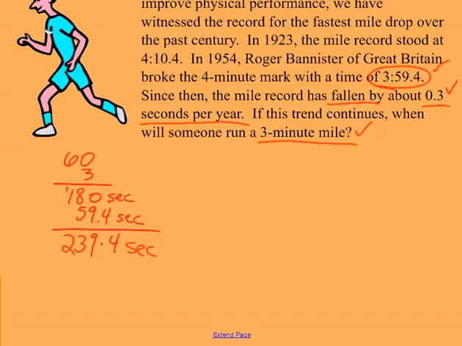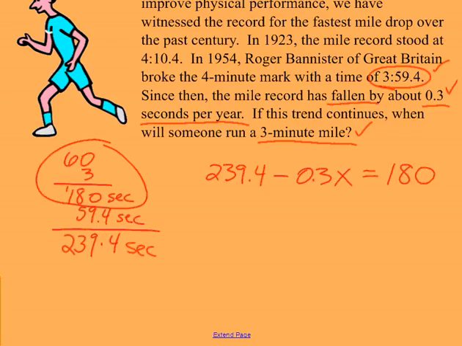Now they're telling us in the problem that that record is decreasing by about 0.3 seconds per year. So we have 239.4 decreasing by 0.3 seconds per year. Now we don't know how many years it will take to get to this 3-minute mile mark, so we're going to plug in x representing the number of years, and we want this algebraic expression to equal 3 minutes for the 3-minute mile, but of course 3 minutes is way back here 180 seconds, so we want this to equal 180 seconds.